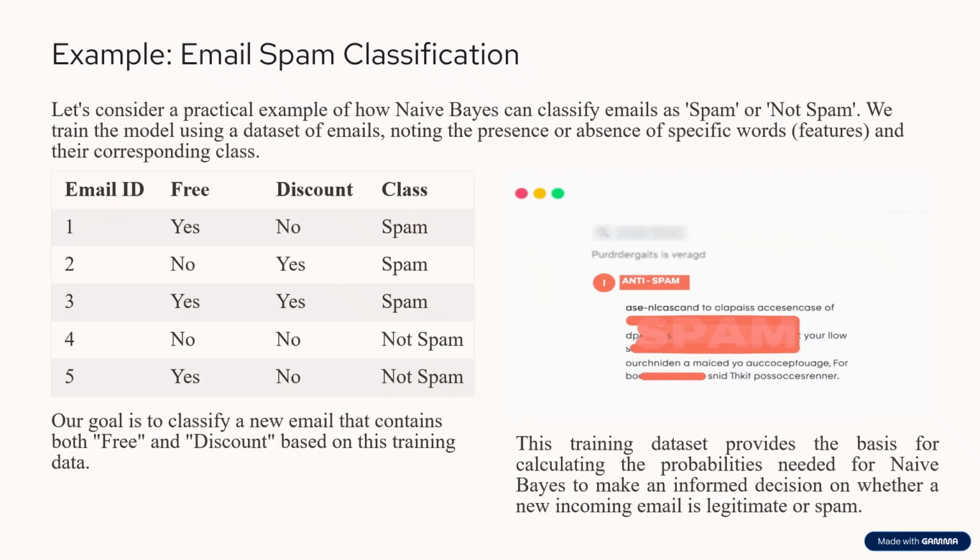So this training data set provides the basis for calculating the probabilities needed for the new Bayes classifier to make an informed decision on whether a newly arriving email is legitimate or spam. This mail is not spam, or spam. Based on this data with classifications on the features, we are going to predict whether this is a spam mail or not spam mail.